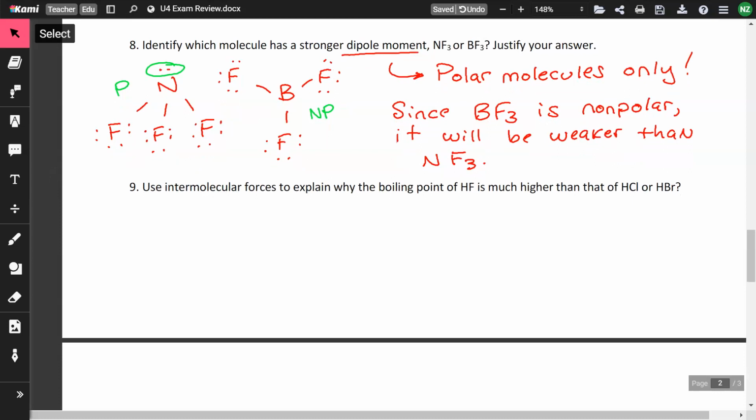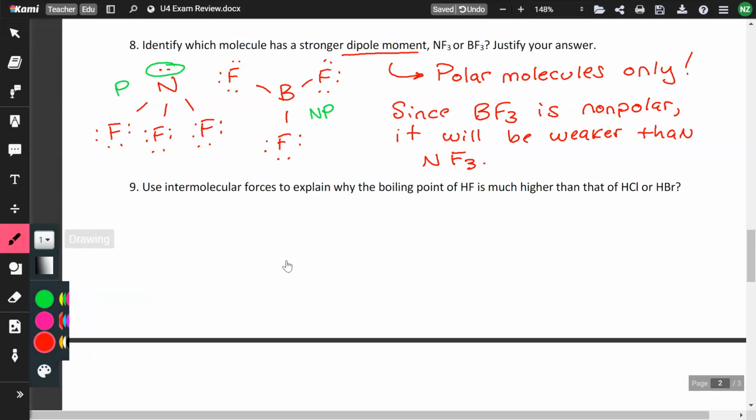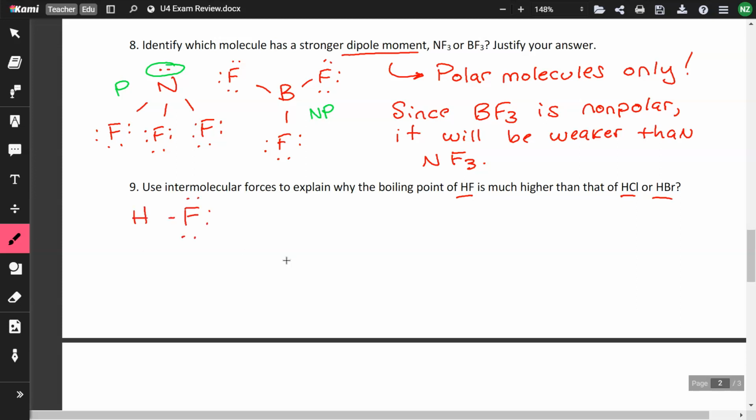Use intermolecular forces to explain why the boiling point of HF, so that's hydrogen monofluoride, is higher than that of HCl or HBr. Okay, so remember for hydrogen bonding, these are all polar because you've got different things. So you've got HF, you have HCl, and you have HBr. So they all look like they're the same thing. They're all polar because you have different things on the left and the right. For it to be nonpolar, they'd have to be the same.